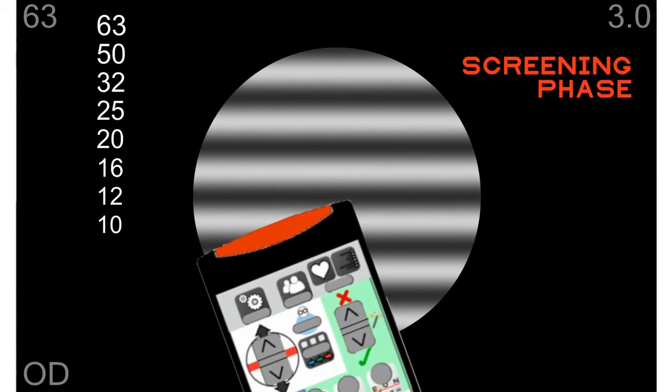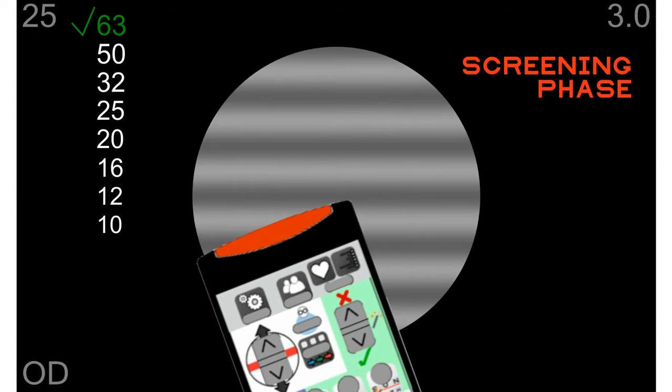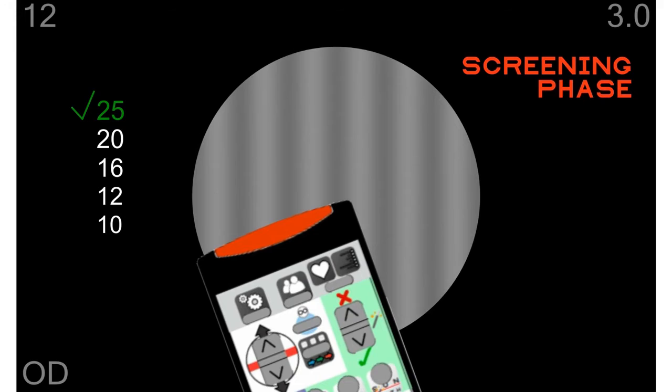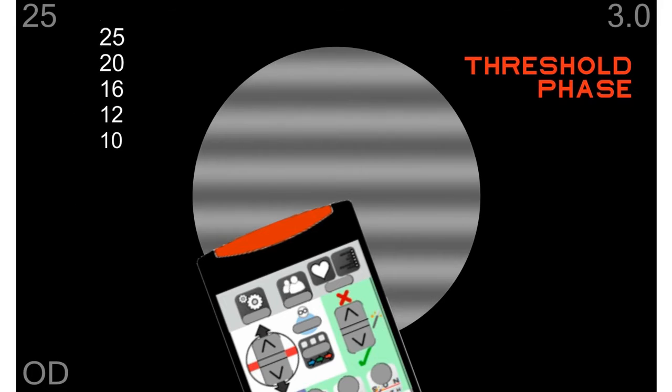Testing starts with the screening phase, with large jumps in contrast to rapidly estimate an approximate threshold. We start by testing 63% contrast. If the patient can identify this, we jump to 25%, followed by a jump to 12%. The screening phase ends when a patient can't identify the contrast level.